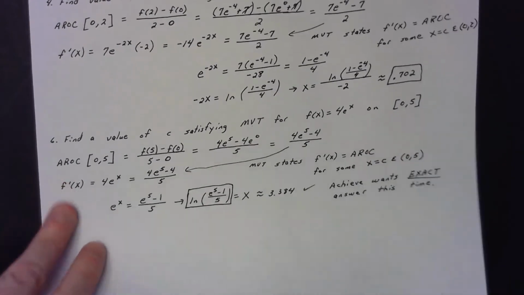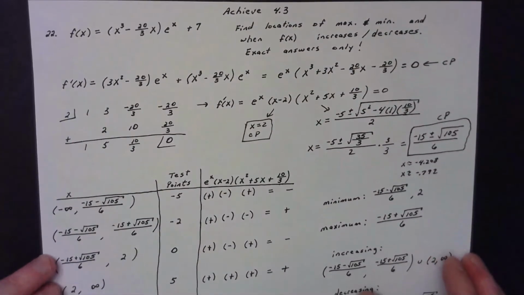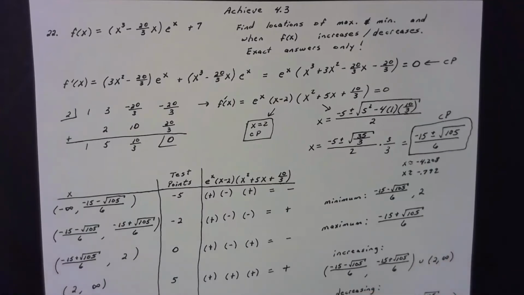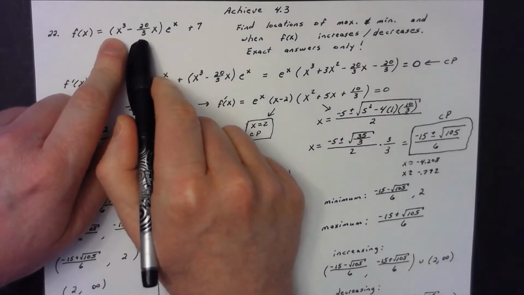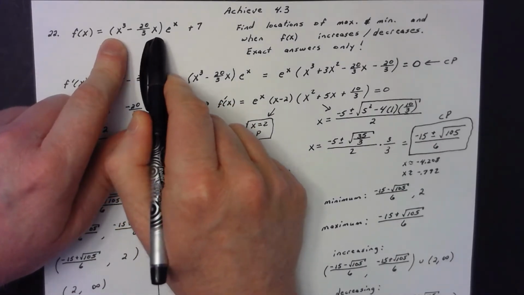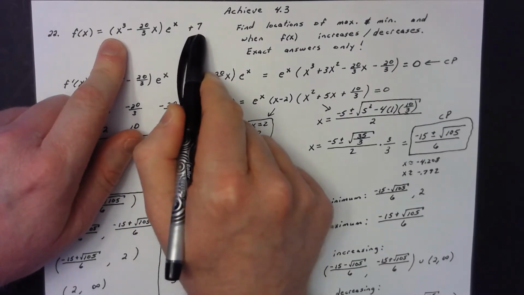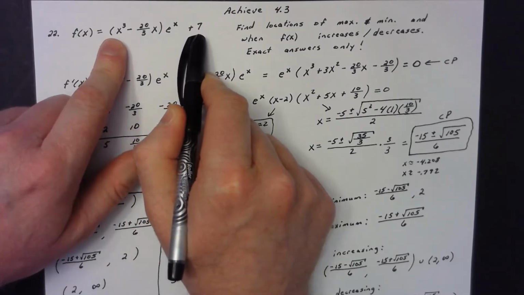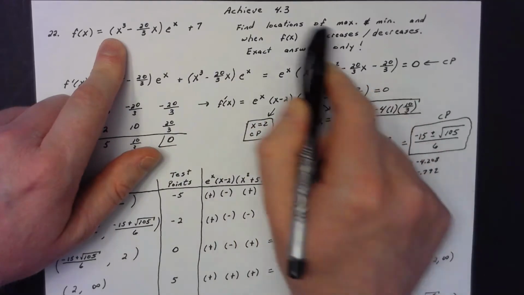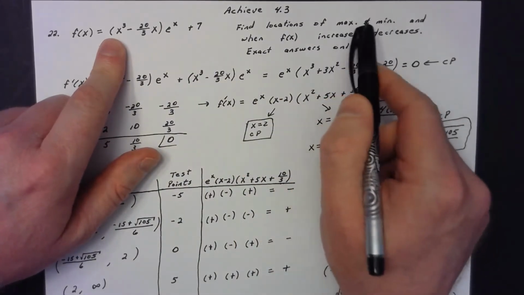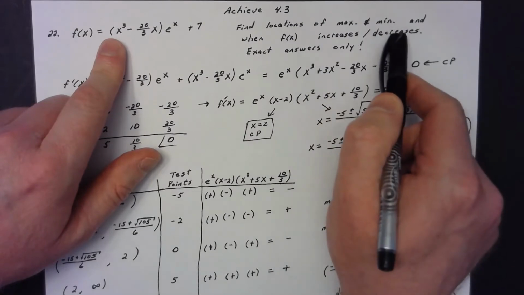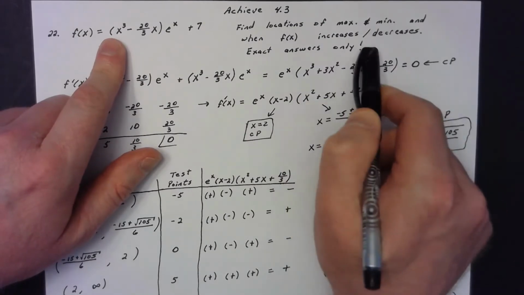Now, 22 in this section, whew, gorgeous problem, and I do mean gorgeous. It took me a full page to work it out. We have f of x equal to the original function x cubed minus 20 over 3 x, times e to the x, plus 7. We're supposed to find the exact locations of where this function will have any maximum or minimum values, and then state when it increases and decreases. And again, using exact answers.